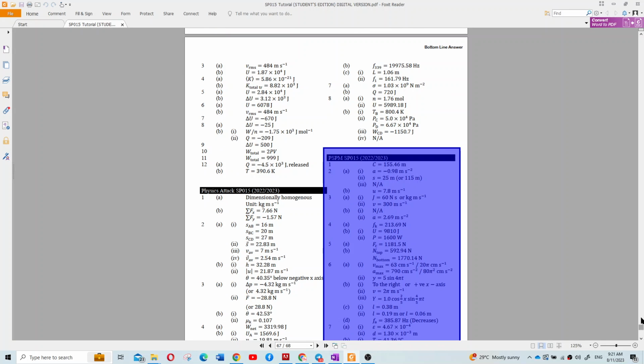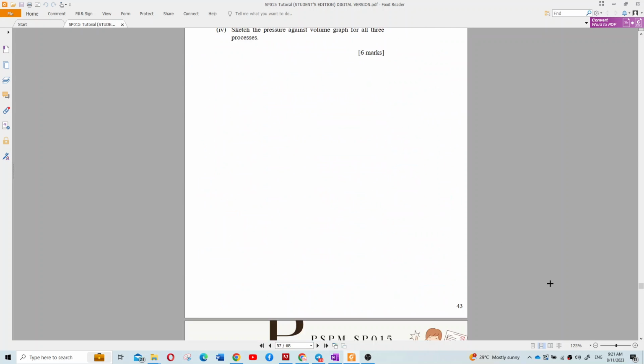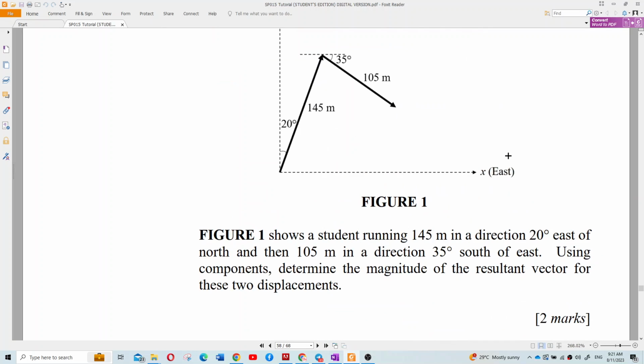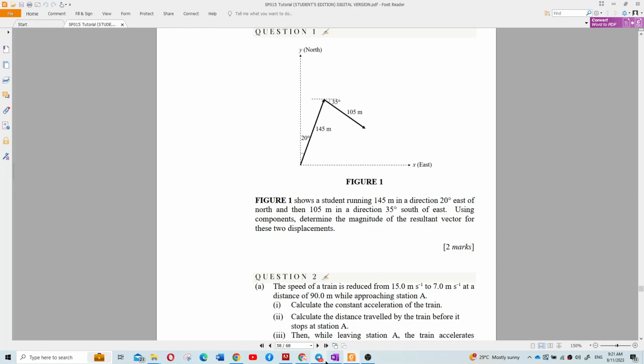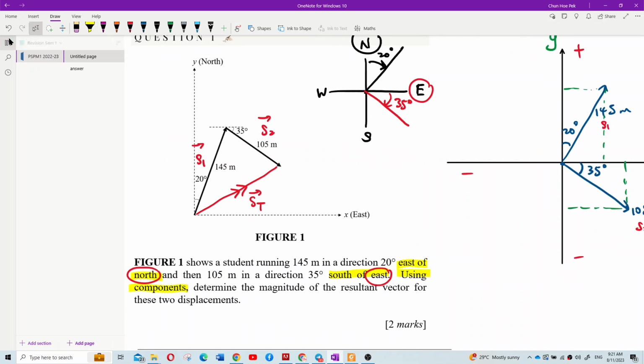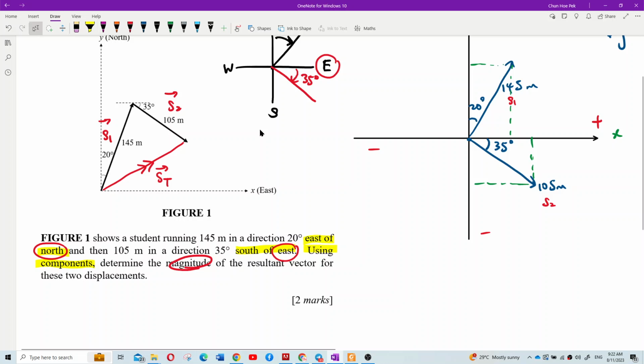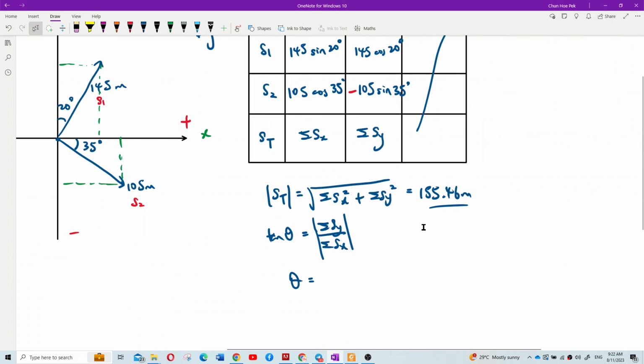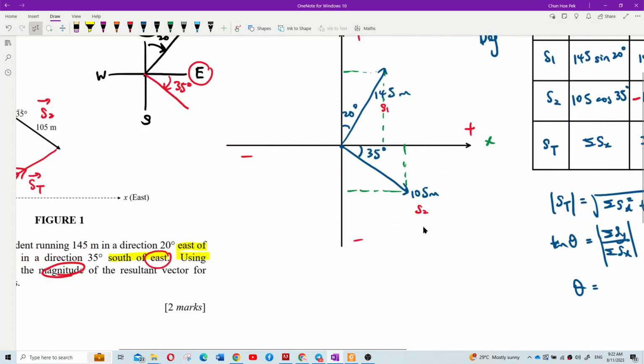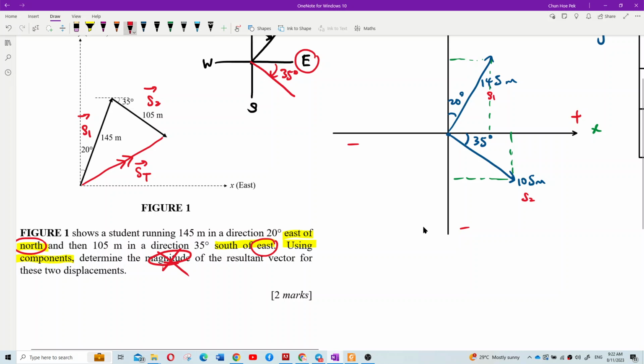Okay, so let me check. Wait, go back to the question. So yeah, the question asks for magnitude. See that? The question just asks for magnitude only. So you just give magnitude lah. If the question asks for the resultant vector, then you need to give both magnitude and direction.